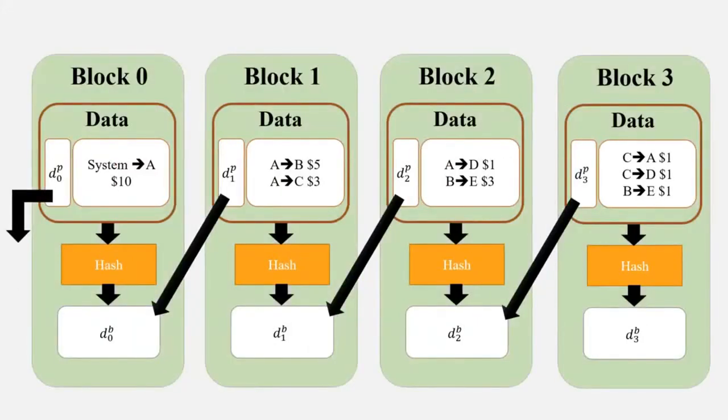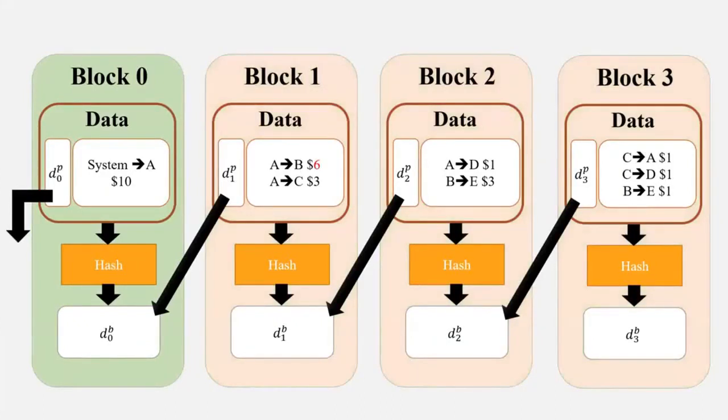Now we will see a reason why blockchains are hard to tamper with. Let us consider the transactions as shown in the figure. Suppose we try to change the data in block 1. This will change the digest of the block, which in turn changes the data of the next block, and all the blocks after block 0 will become invalid.